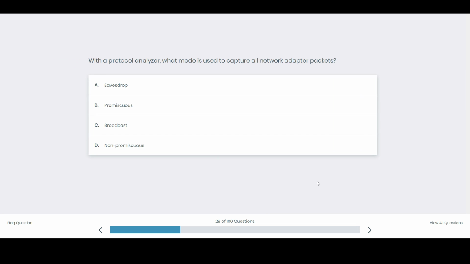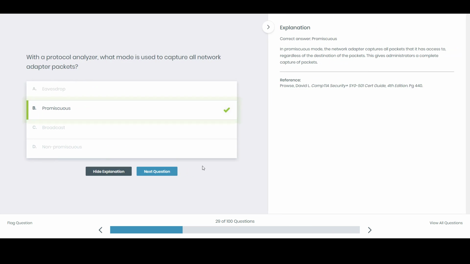Yeah. Which protocol analyzer mode is used to capture all network adapter traffic? Of course. Oh, not permission. This is different. Broadcast. Nope. No, this is different. With this one, I'm not sure. Yeah, the mode of the network adapter that will capture all packets it has access to regardless of the destination.